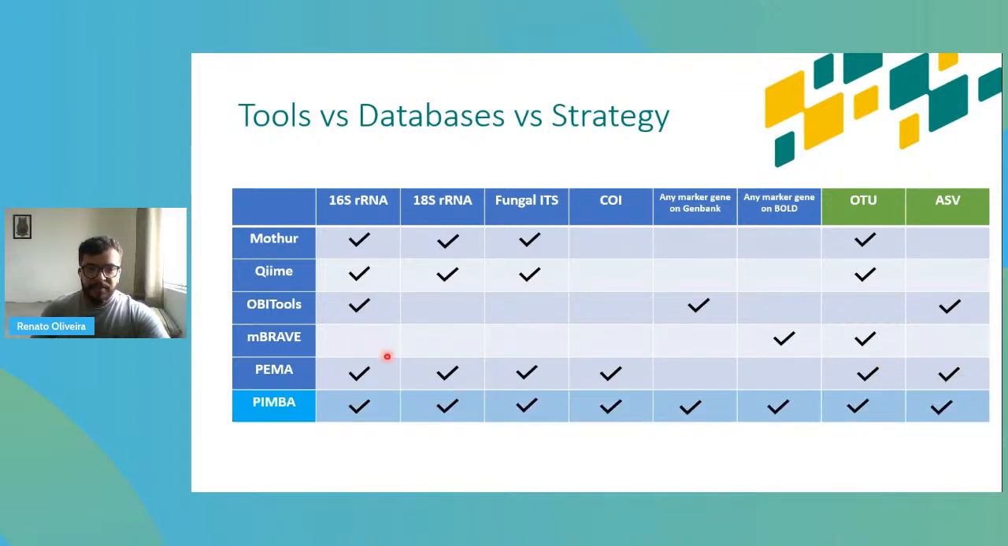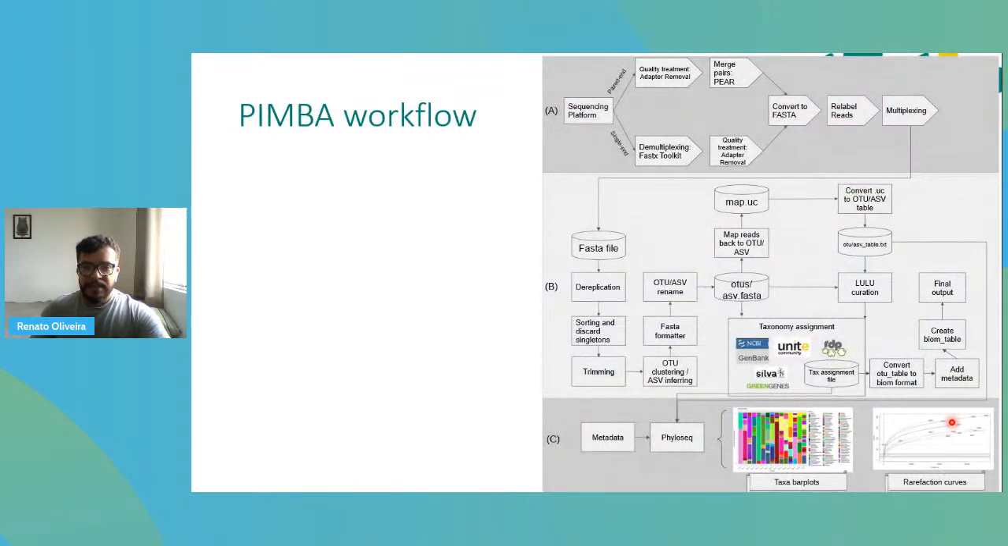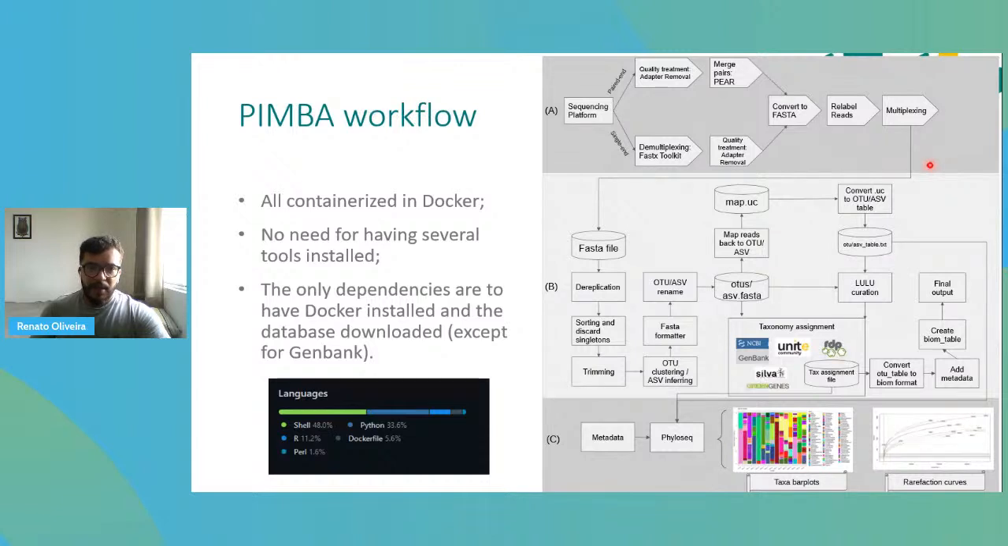Our intention was to develop a pipeline, which is PIMBA, that can analyze a large range of marker genes and reference databases, and also can use either OTU or ASV. This is the PIMBA workflow. It is divided into 3 main modules, and we decided to implement PIMBA in a containerized way. So each tool and each software in the PIMBA pipeline is present in a Docker image. So you don't need to worry about installing all the software and all the tools.